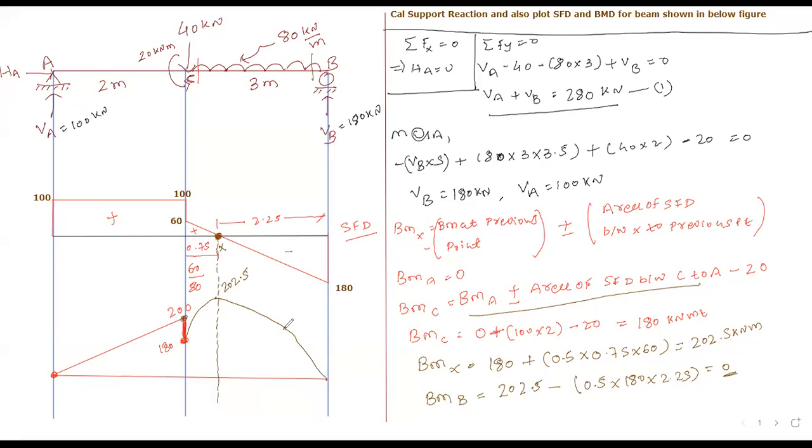This is the complete parabolic curvature. Keep in mind, at the point where your shear force diagram changes sign, positive to negative or negative to positive, at that point your bending moment should be maximum. Maximum bending moment will be found where your shear force diagram changes sign. Keep in mind. So your whole bending moment diagram will be positive.